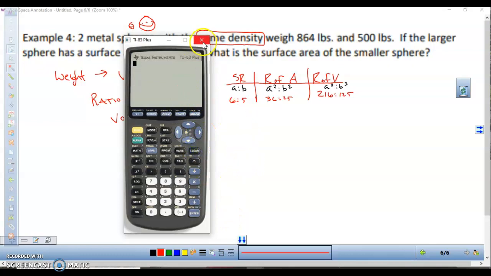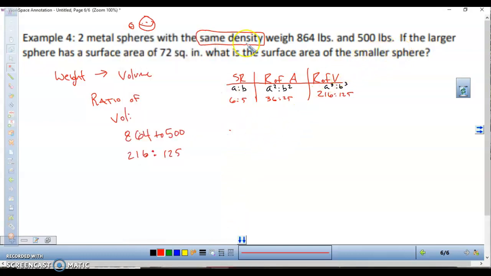So last step of this process is, well, what do we want? If the larger sphere has a surface area of 72 square inches, what is the surface area of the smaller sphere? So what ratio do I want to use? I want to use ratio of areas because it's telling me the area. So the ratio of areas of the bigger to smaller is 36 to 25. And I know the surface area of the larger sphere is 72. I want to find the surface area of the smaller sphere.